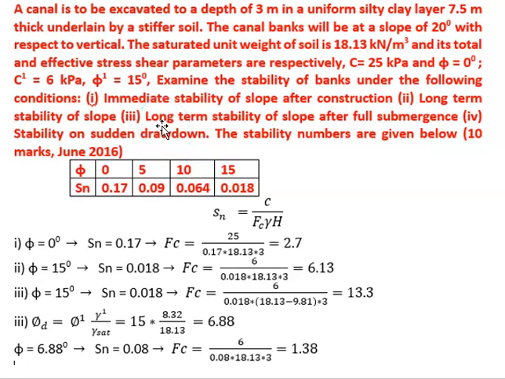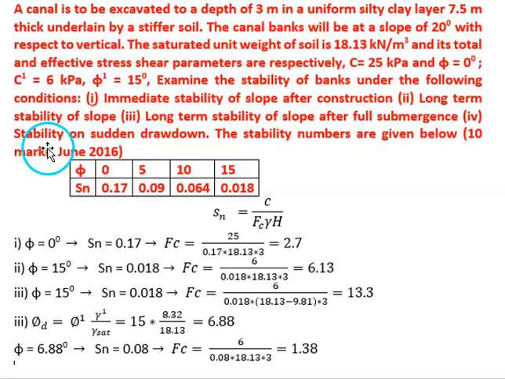Then third point is long-term stability of slope after full submergence. When it is fully submerged, we should take the submerged unit weight. And when it is fully submerged, we should take the effective shear parameters, because it is asked long-term stability.